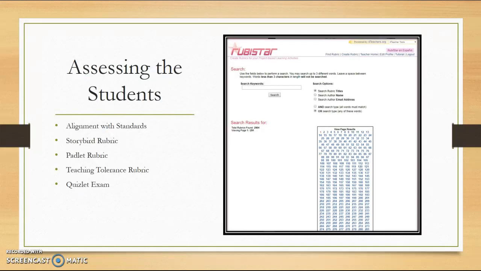For assessing the students, I recommend a website called Rubistar, rubistar.com. As you can see here, through Rubistar, you can create your own rubric, find rubrics, and save them for future use. So for assessing the students, we're going to have alignment with standards, Common Core standards, our Storybird rubric, Padlet rubric, Teaching Tolerance rubric, and Quizlet exam.